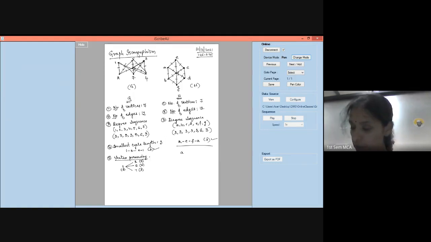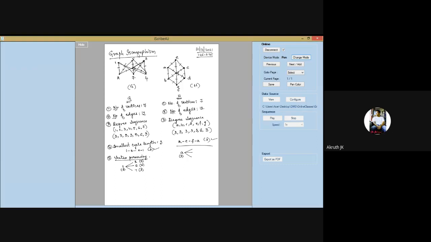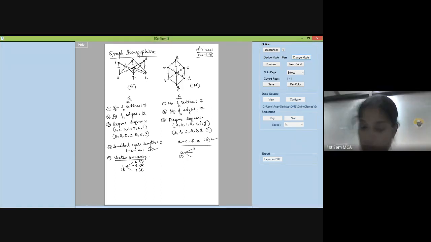Next, in the graph H, I will take up A. A has degree 3. A is adjacent to which vertices? A is adjacent to B, E and F. B has degree 3, E has degree 3, F has degree 6. Right?